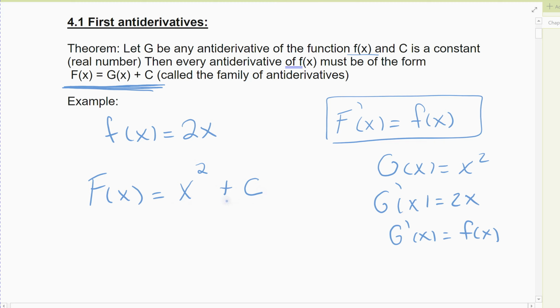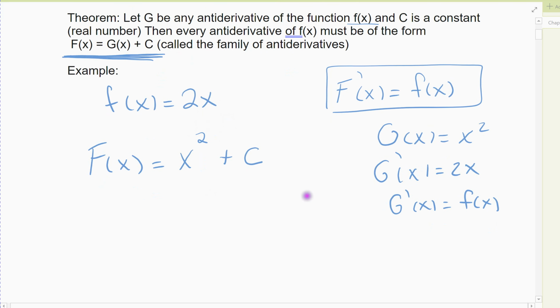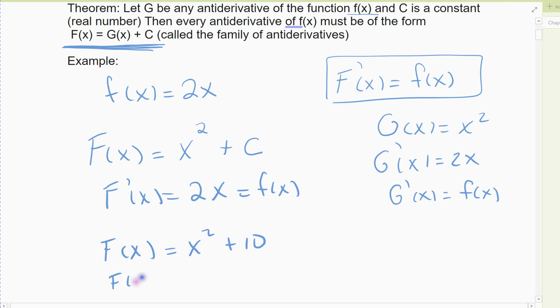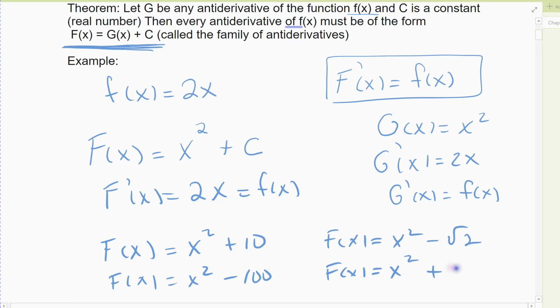Because there are actually infinitely many functions that have this derivative, and the book talks about this in my lab videos. If I take the derivative of that, it does give me 2x, which is equal to f of x. And what that plus c at the end does is it incorporates all possible answers. My original function could have been x squared plus 10. It could have been x squared minus 100. It could have been x squared minus square root of 2. Again, there are infinitely many examples of what the antiderivative could be.